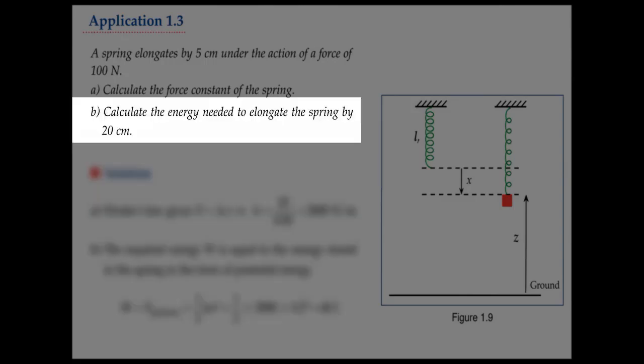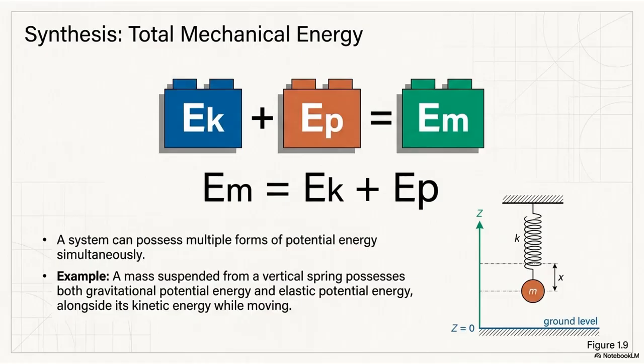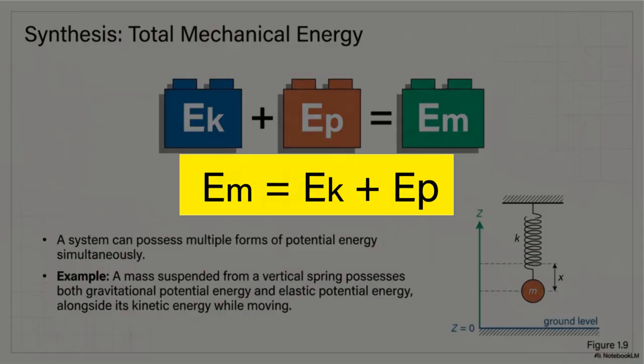B. Calculate the energy needed to elongate the spring by 20 centimeters. The required energy W is equal to the energy stored in the spring. W = E = 1/2 Kx² = 40 joules. The sum of kinetic and potential energies gives us the total mechanical energy of the system: EM = EK + EP.